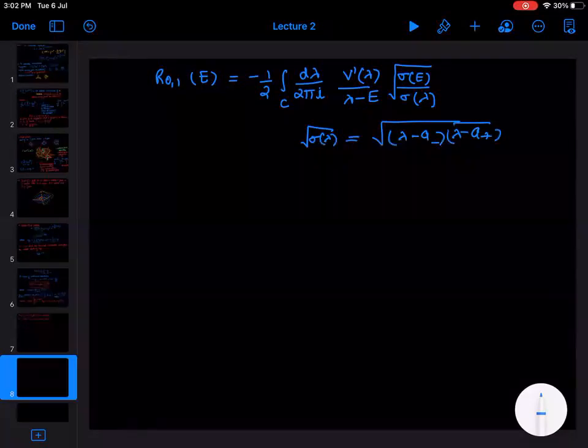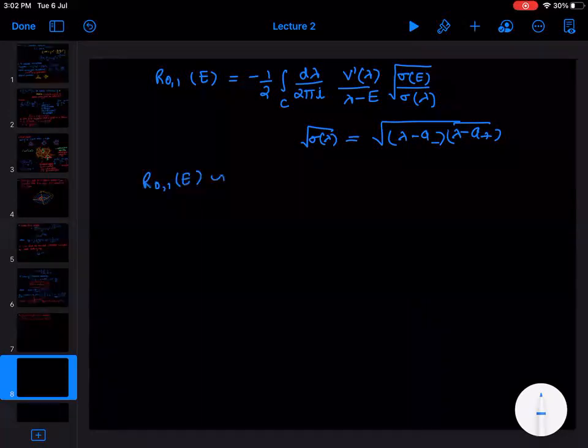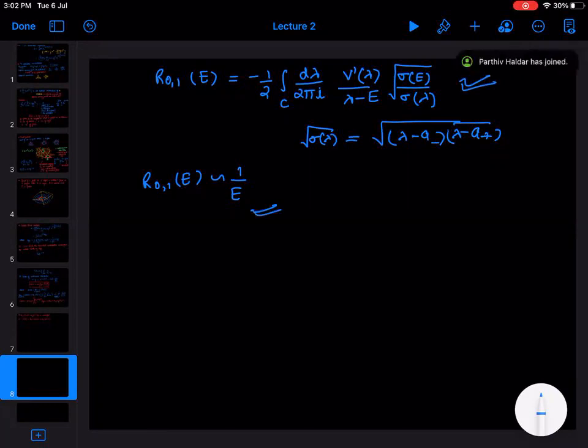And to find out a minus and a plus, what we can do is use the asymptotic behavior of this resolvent, which goes like 1 over lambda. Once you evaluate the expansion from here to this, you will get two equations for two unknowns, which are like this.